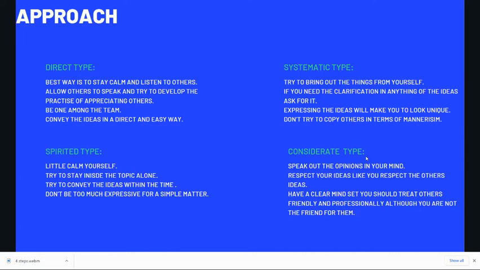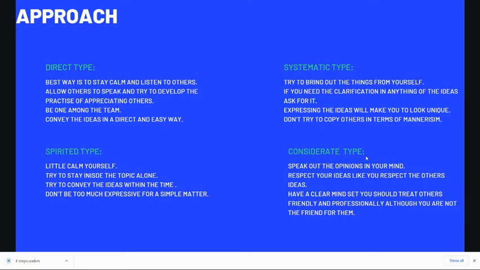How to approach them? If you think you are coming under one of these four categories, then you should have a suitable approach so that you can impress others. For example, when you belong to the direct category, the best way is to stay calm and listen to others. Allow others to speak. Try to develop the practice of appreciating others. Be one among them. Convey the ideas in a direct and easy way.